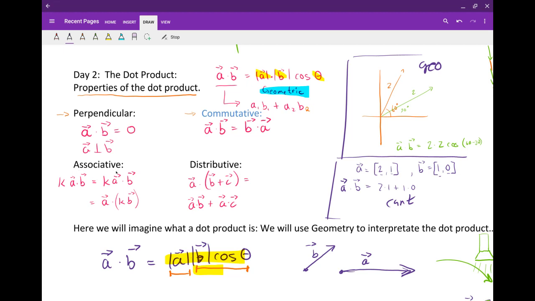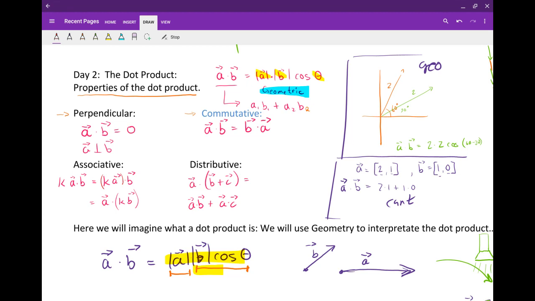Associative. Associative means that you can do things in various orders and still arrive at the same answer. So I could do something like k times a dot b, where k is a scalar, and it's equal to k a dot b. Actually, I should have parentheses here. Let me put parentheses right in here. There we go, like that.